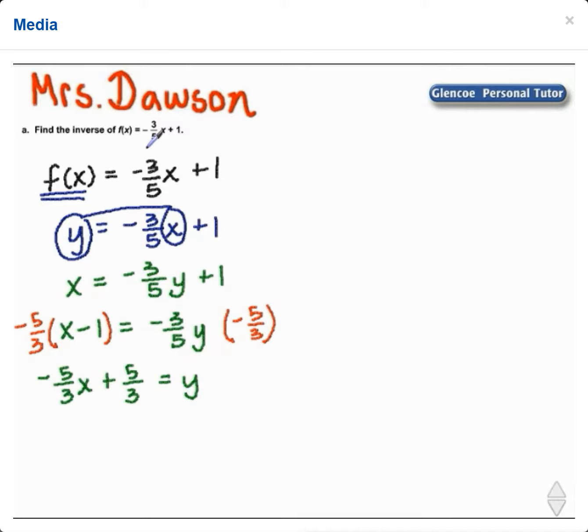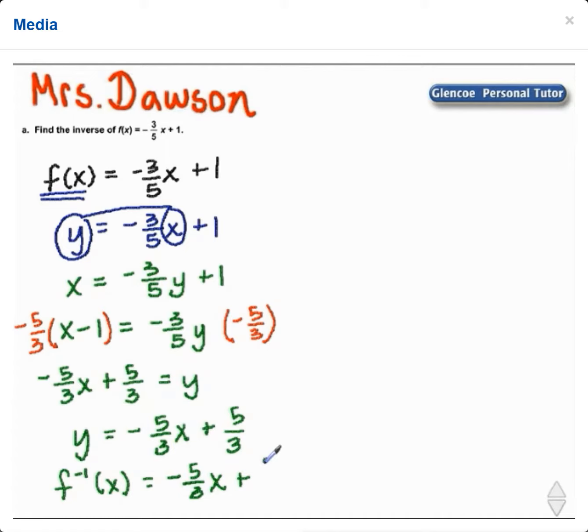The inverse of the function negative 3/5 x plus 1 is y equals negative 5/3 x plus 5/3, and rewriting in inverse notation, the inverse of the function f of x is equal to the opposite of 5/3 x plus 5/3.